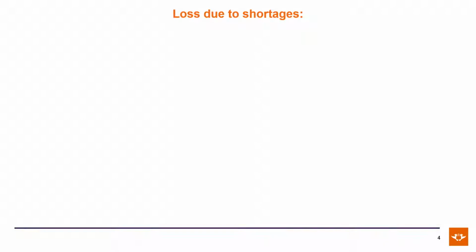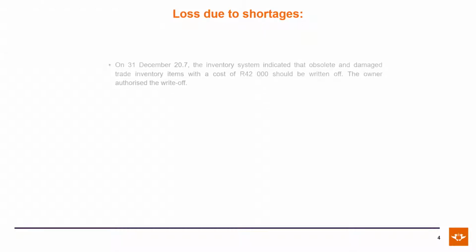The perpetual inventory system indicates in respect of inventory item the quantity of items that should be on hand, as well as the average cost of each item. During the year, the physical units on hand are on a sample basis compared with the number of units that are indicated in the system. The comparison will identify any shortage that arose. The shortage can be as a result of theft or because of items that are damaged. Let's look at the transaction.